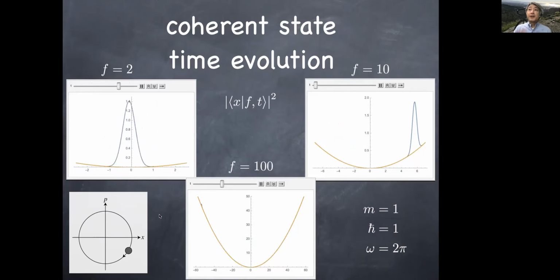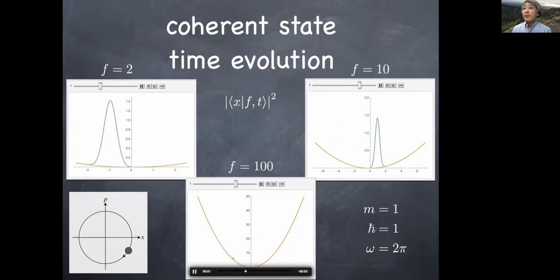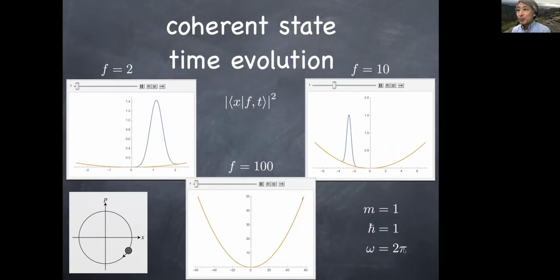Yeah, so remember, I used the simplified units of m, h bar, omega equal to one. Here I use 2 pi for some reason, but it doesn't matter. And in those units, the Hamiltonian is just half x squared plus half p squared, right? So this circle is really the constant energy circle, because x squared plus p squared is now given by the radius squared. So if the coherent state moves along this circle, that corresponds to constant energy classically, because x squared plus p squared is fixed. Am I answering the question?